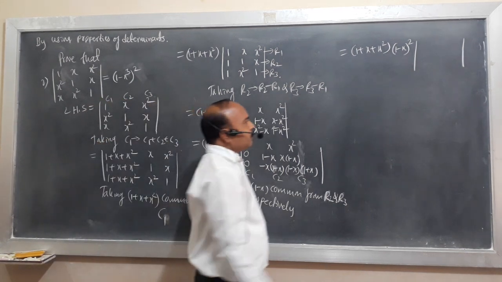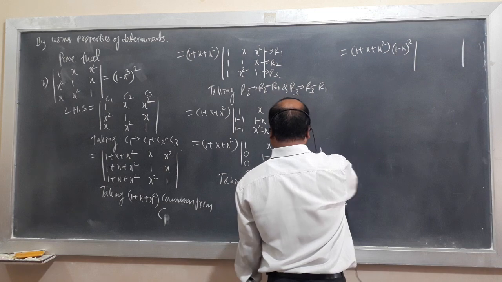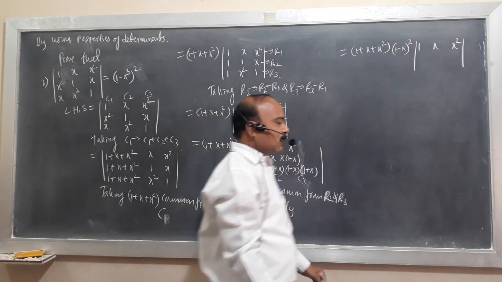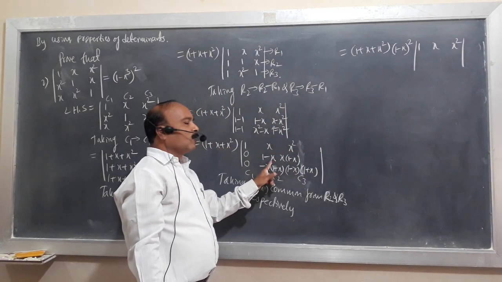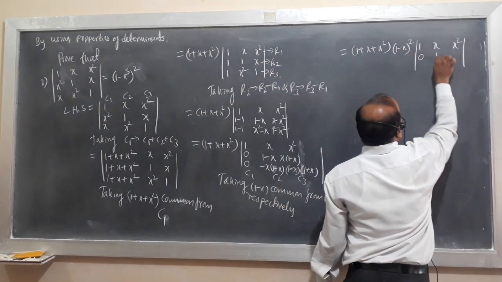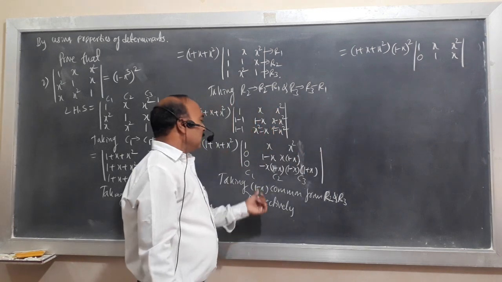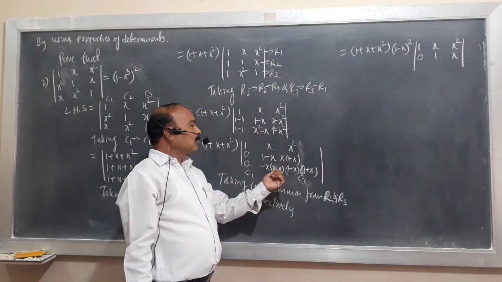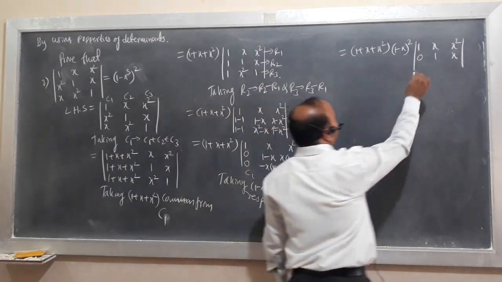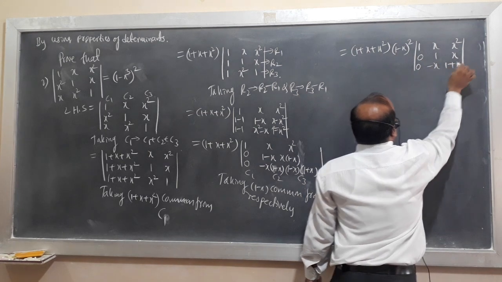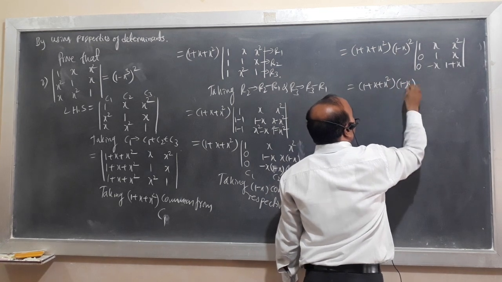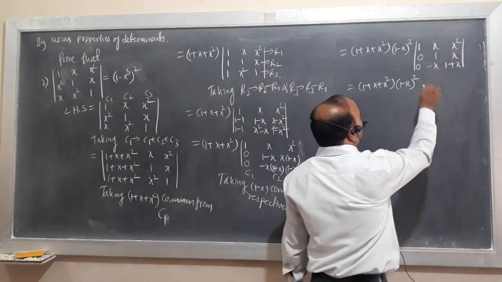Now first column we are changing, second row and third row. It is 1, x, x square as it is, first row. After taking common in the second row 1 minus x, we are getting 0, 1, x. Here taking common in the third row 1 minus x, we are getting 0, minus x, 1 plus x. Now simplifying this, 1 plus x square into 1 minus x whole square.